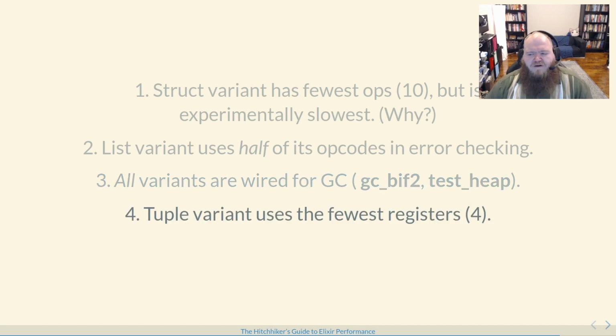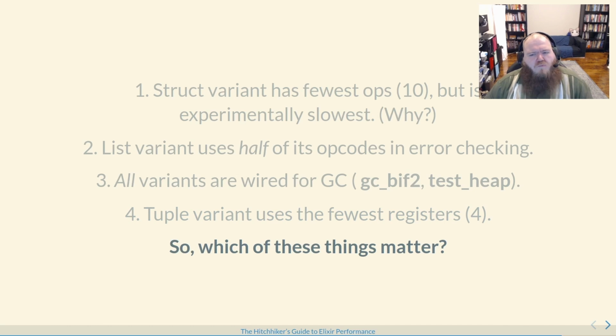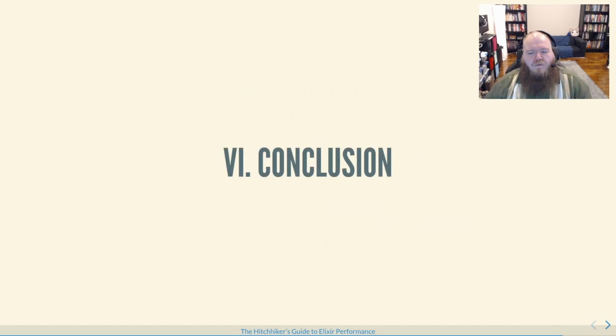And then finally, the tuple variant uses the fewest registers. That I think is kind of interesting, right? Several of these use like 6 or 7, tuple uses 4. So which of these matters? Well, I'm pretty sure that what makes the tuple fast is that the registers it uses are the fewest, and what makes the struct and list variants slow is that they either do a whole lot of extra error checking, I mean they probably kind of have to, or they use instructions that are just heavier weight.